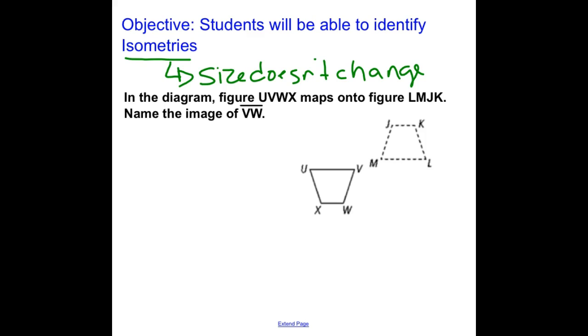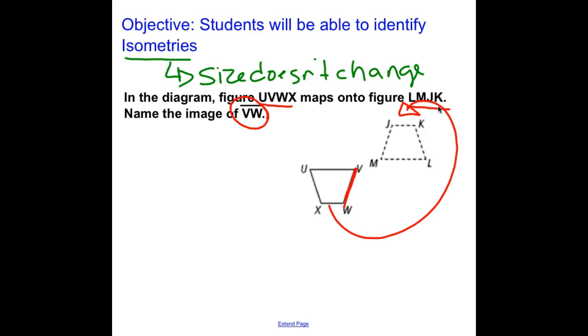So in the diagram, figure UVWX is mapped onto LMJK. They want us to name the image of this segment VW. So we might start by actually finding VW. That's right here. Now, there's a few ways you can go about this. You can kind of see, okay, how do I take this original shape, that solid shape, and end up with that dash shape? You'll be able to visualize moving it. You can kind of see it swings around like this and rotates. You're able to identify the segment that way.